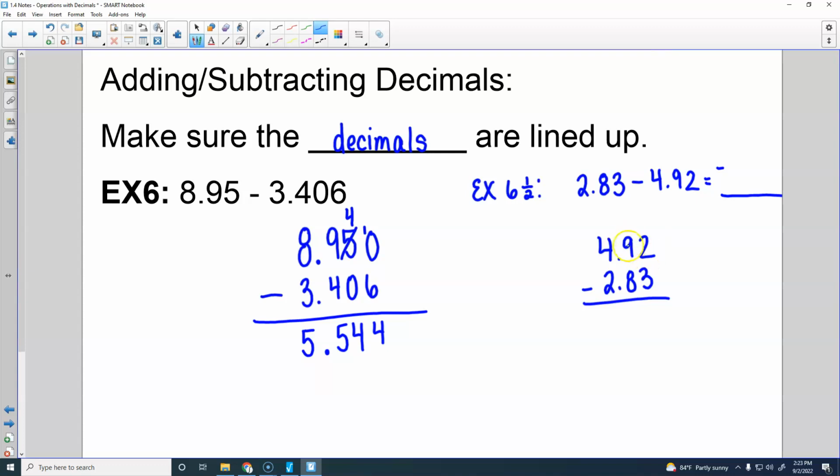Okay, so I'd have to borrow here. 12 minus 3 would give us 9. 8 minus 8 would give us 0. 4 minus 2 would give us 2. But because 4.92 is bigger than 2.83, I would have to give the answer negative 2.09. Okay, most times students are good with adding and subtracting.